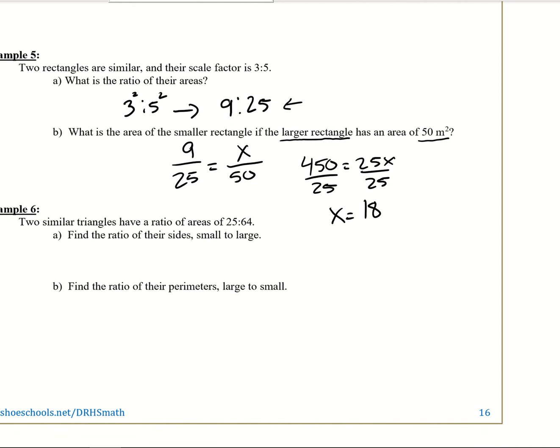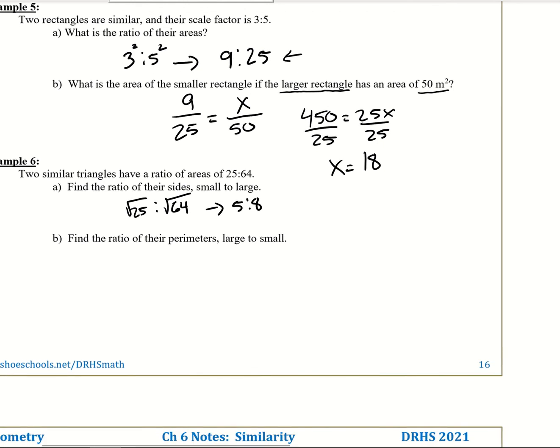So now we're given the ratio of areas. Find the ratio of sides. So we're going backwards. In order to get the ratio of areas when you have the scale factor ratio of sides, you square it. In order to go the other way, we would just square root both of them. So square root 25, square root 64, we're going to get 5/8, which was the original problem at the beginning of this.